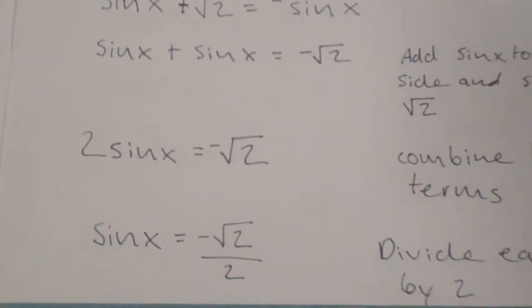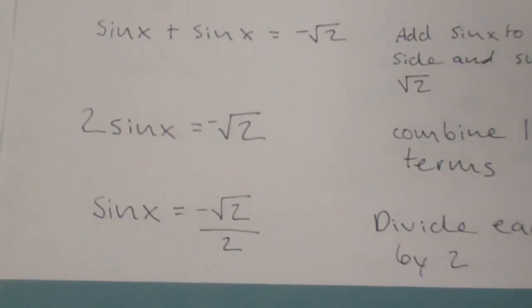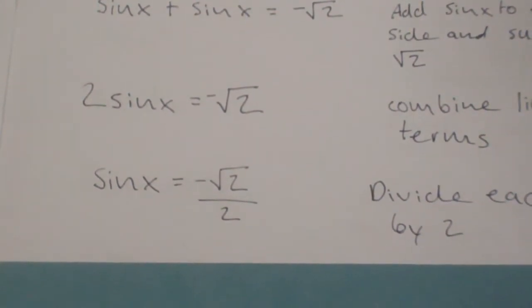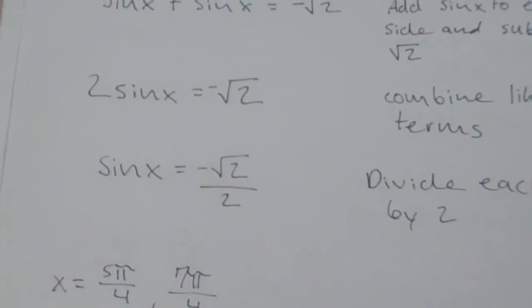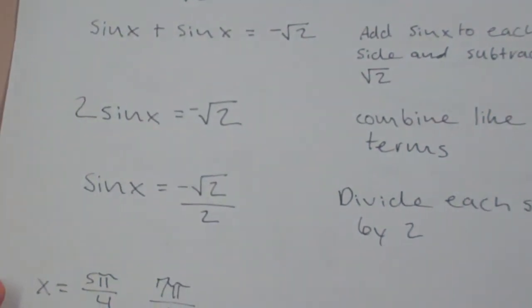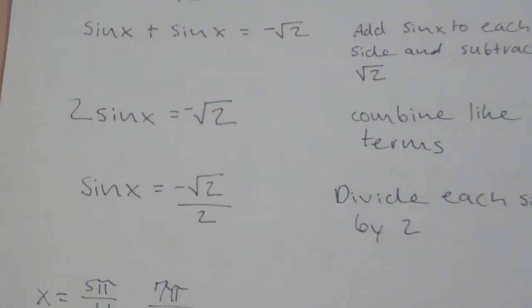The robber knew that he needed to find solutions between 0 and 2 pi. Referencing the unit circle, he remembered that sin x equals negative root 2 over 2 at 5 pi over 4 and 7 pi over 4. These were solutions for the first problem.